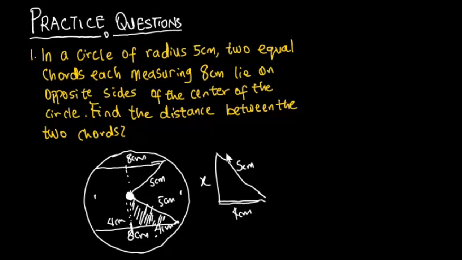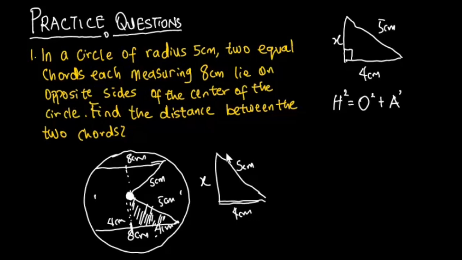Let's take it as x. So we are going to get x first. So now we are going to solve like this. I'm going to draw that triangle again. So we have 4 cm, 5 cm, and then x. Now in solving these questions, you should always remember your Pythagoras theorem, which says that the square of the hypotenuse is equal to the square of the opposite plus the square of the adjacent.